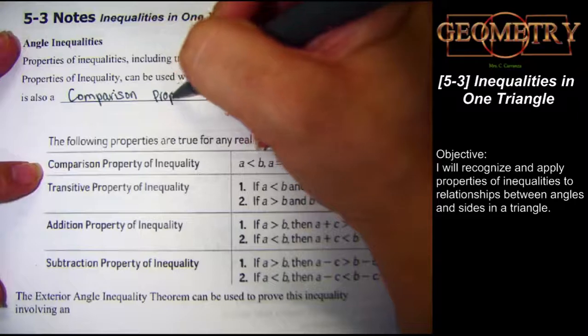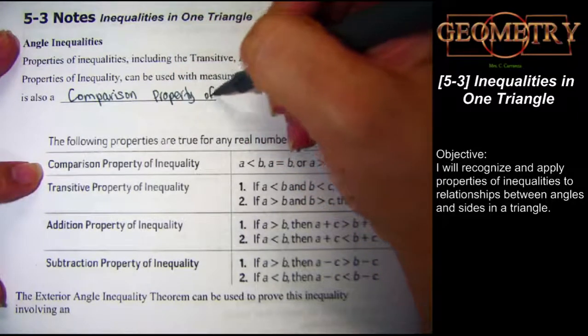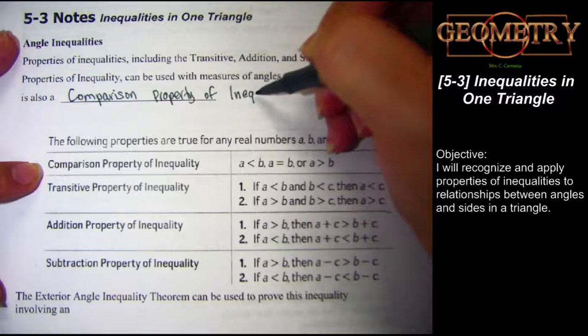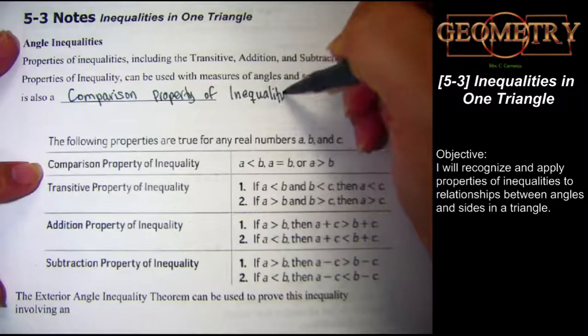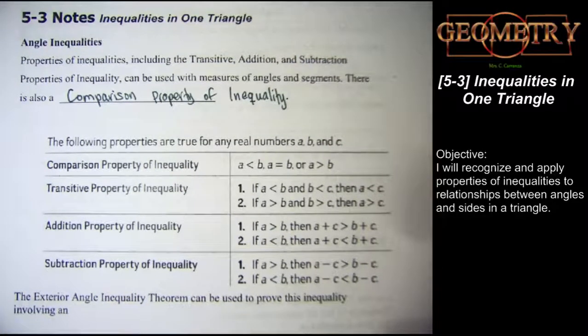The comparison property of inequality is the property that allows us to look at two numbers and say, well, there's only three possible choices. One of the numbers is less than the other number. Both of the numbers are the same as each other, or one of them is bigger than the other. Isn't that the same as one is smaller? Yeah, it's just reversed in a different order. Which means that we can't use symmetry.